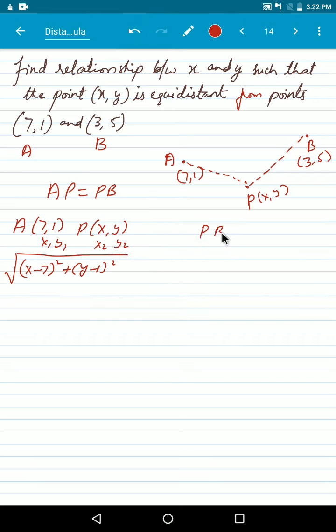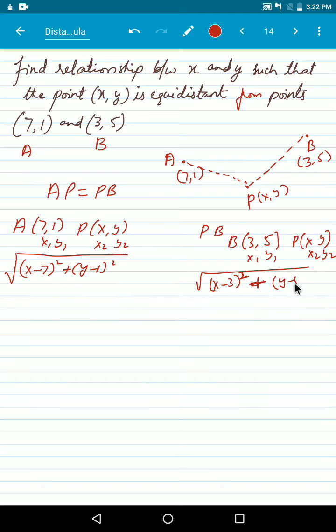And let us find PB or BP. What is the value of B? (3, 5). And what is P? (x, y). x1, y1, x2, y2. So x2 minus x1, that is (x minus 3) whole square, plus y2 minus y1, (y minus 5) whole square. Given that these two are equal, (x minus 7) whole square plus (y minus 1) whole square is equal to (x minus 3) whole square plus (y minus 5) whole square. Now, to get rid of this root, we need to square on both sides. Squaring on both sides will cancel the root.